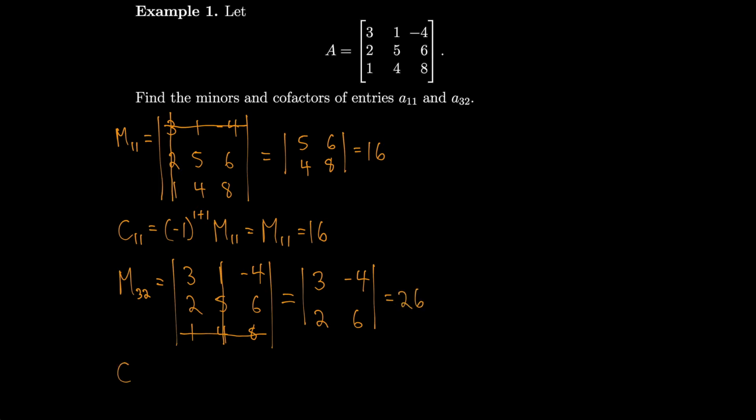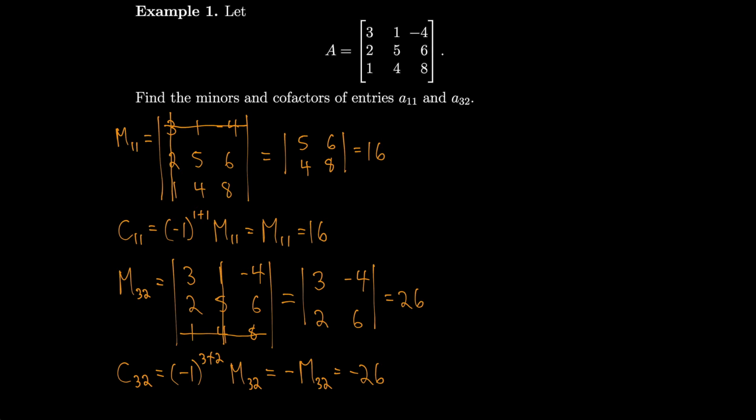So that means that if we want to look at the cofactor, that'll be (-1)^(3+2) times M32. So that's, well, (-1)^5 is -1 times M32, so it's -26. By the way, notice that in general, the cofactor is always plus or minus the minor, so it'll always be to either an even or odd power depending on where you are in the matrix.